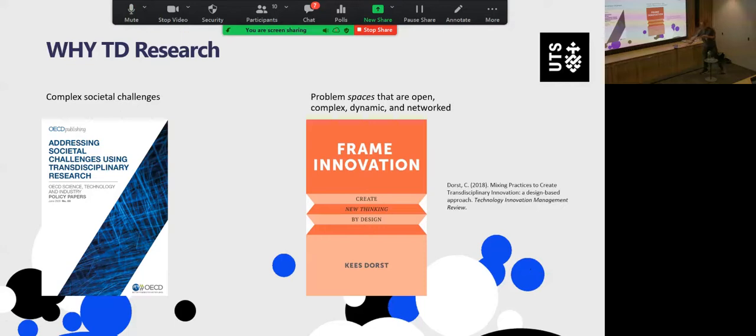So it's not necessarily the academics doing their analysis and having these aha moments and saying, by the way, to your industry, have you noticed this? So that's kind of what TD research is. Why is it important, or when is it useful? The OECD published a nice report June last year, thankfully acknowledging UTS and its efforts, and it's often for complex societal challenges.